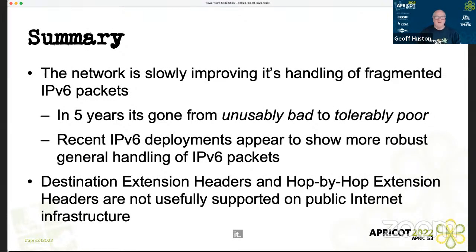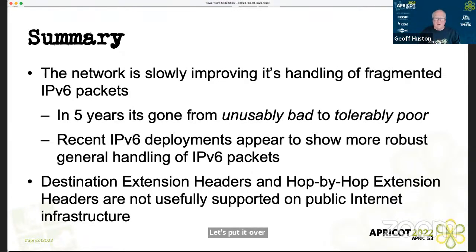Because, you know, I've almost used up my time. For fragmentation, we're getting better. We've gone from that's unusably awful, don't fragment, it doesn't work, to a point where, for 5% of the folk, it doesn't work. For 95%, it's okay. So it's not very good, but it's tolerable, I guess. Don't fragment, but, you know. And recent deployments are better than earlier deployments. The equipment is getting better for fragmentation.